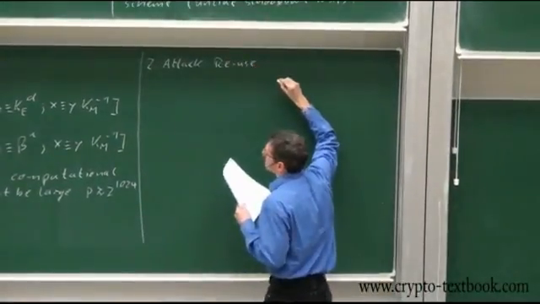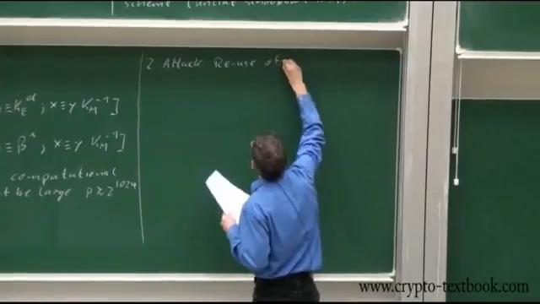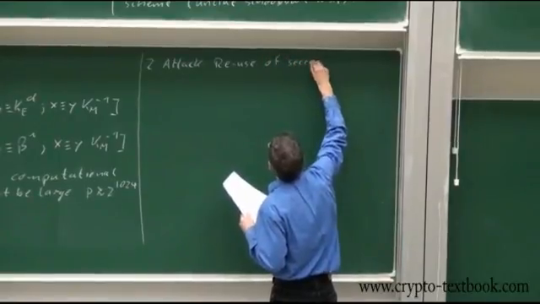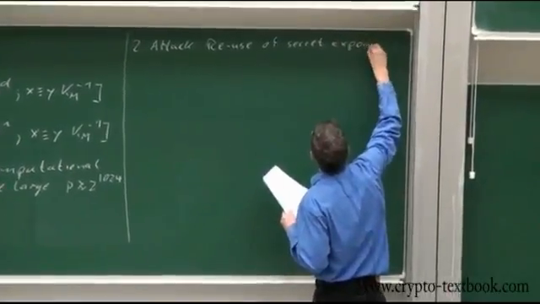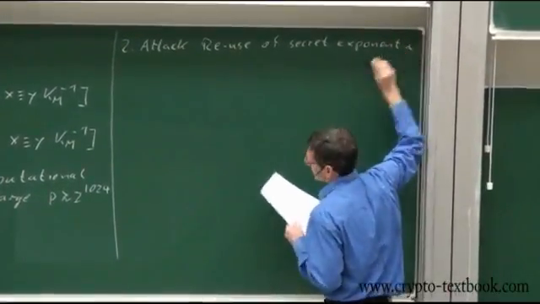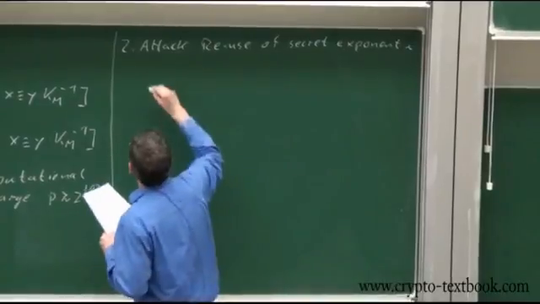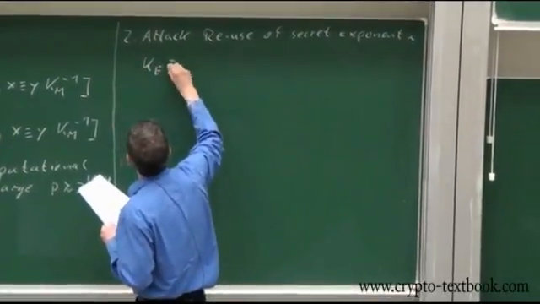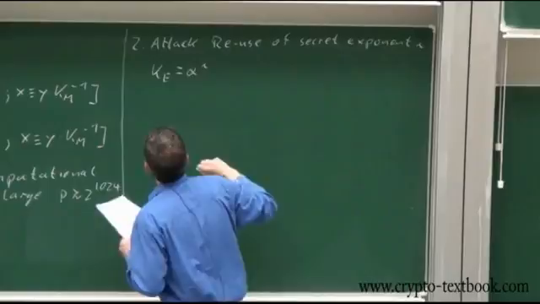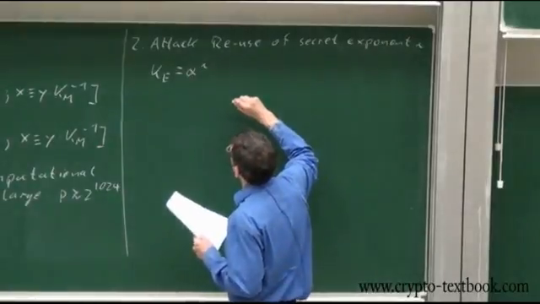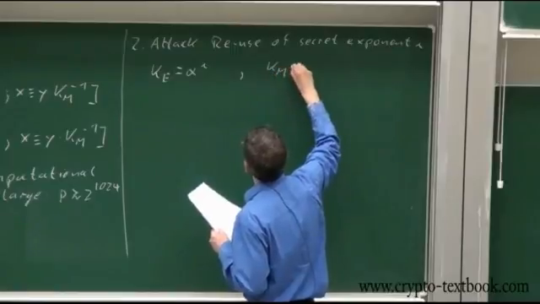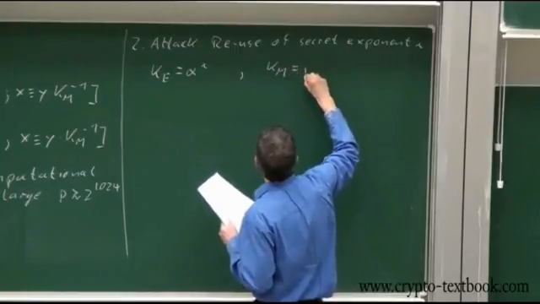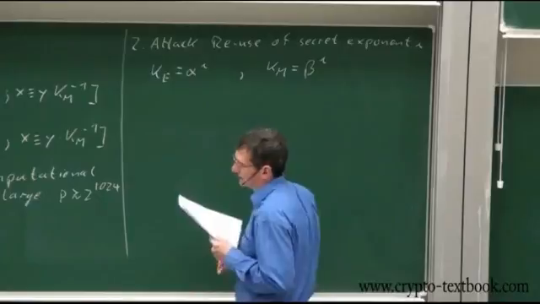reuse of secret exponent. Okay. So where does this come into play? Here, KE is alpha to the I, and also the masking key is beta to the I.